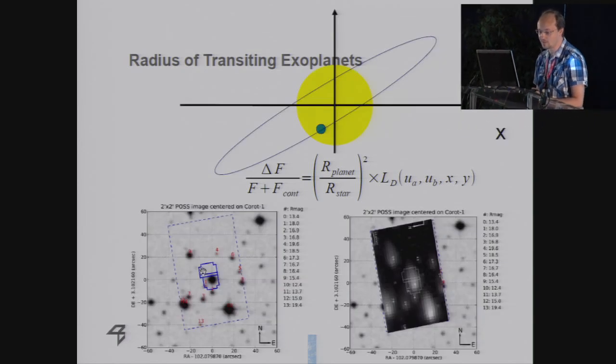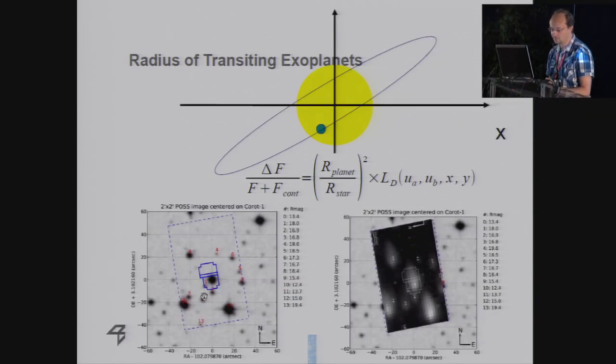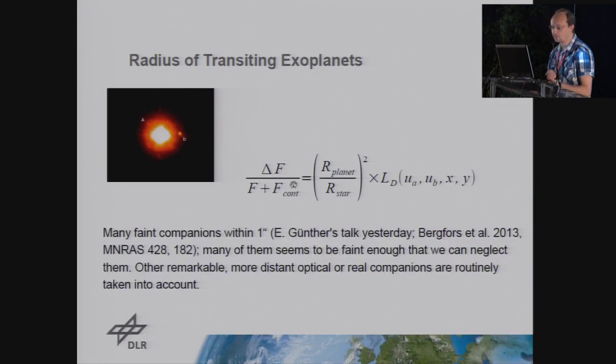For example, this is CoRoT-1 on the POS images, and this zigzag line shows the photometric mask of CoRoT. This is a real CoRoT image, but these small or big contaminations are routinely taken into account. Yesterday we could see, for example in Eike's talk or in some other references in the last years, that there are many faint companions within 1 arcsecond of the stars, but many of them seem to be faint enough that we can neglect them, and the other remarkable, more distant optical or real companions are routinely taken into account.